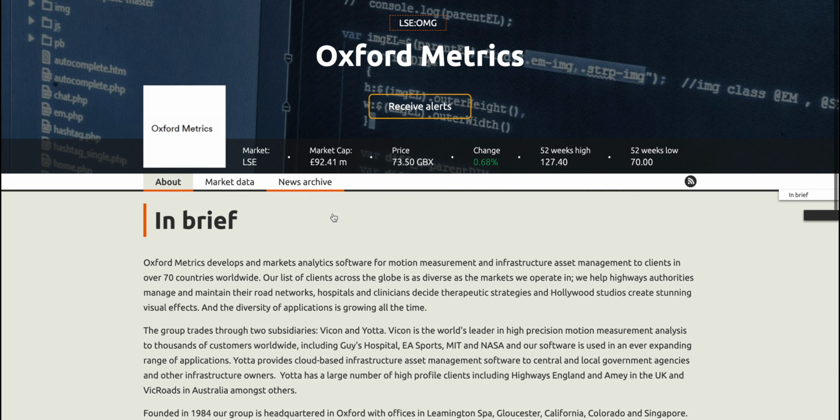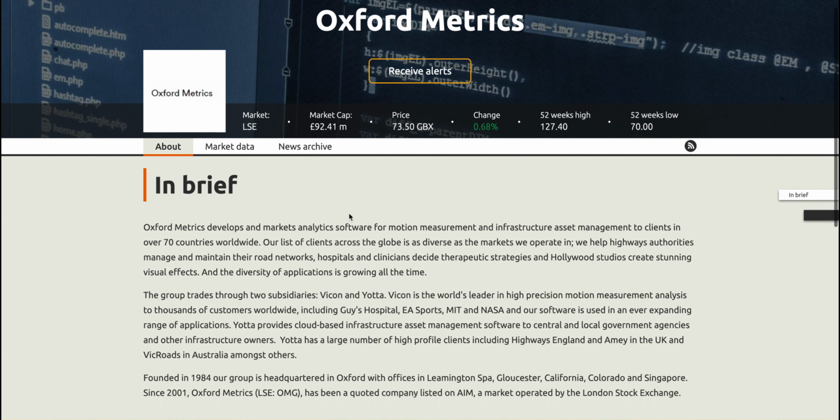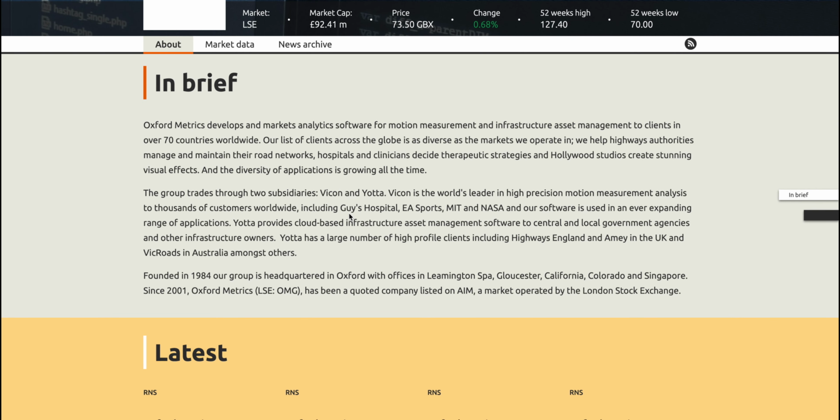Now we have this really ugly looking website, but we can see that we have a stock named OMG and it's on the London Stock Exchange. So there's actually some ticker symbols out there that have funny names. This was one that I came across. Completely pointless information right here, but I just thought it'd be interesting to share.